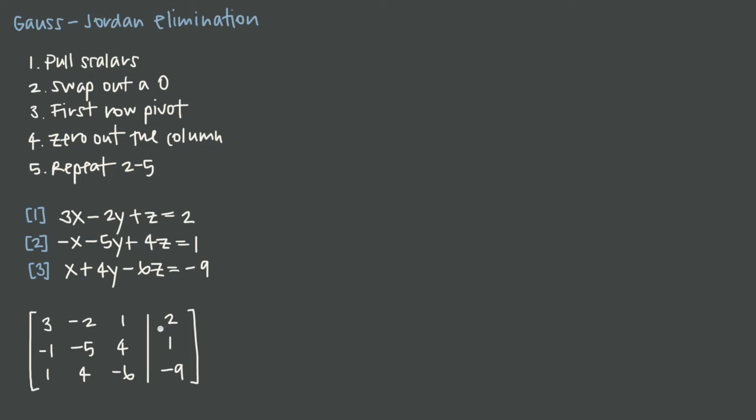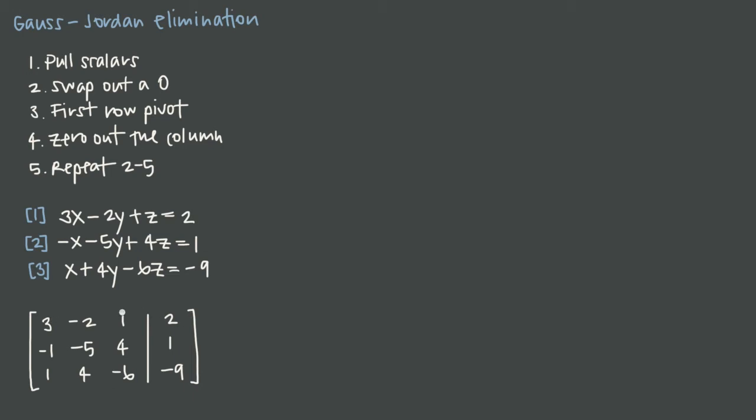So the first step of Gauss Jordan elimination is always to pull out any scalars. This is an optional first step. We don't actually have to do this, but sometimes it'll make our calculations easier if this step is available to us. So what we mean by pull out scalars is if we have a constant multiple in any row of the matrix, we can go ahead and factor that out. We can pull it out to simplify the values in the matrix. So for instance, if the first row of the matrix here were 2, 4, 6, 8, we could pull out a common factor of 2 and reduce that row to 1, 2, 3, 4.